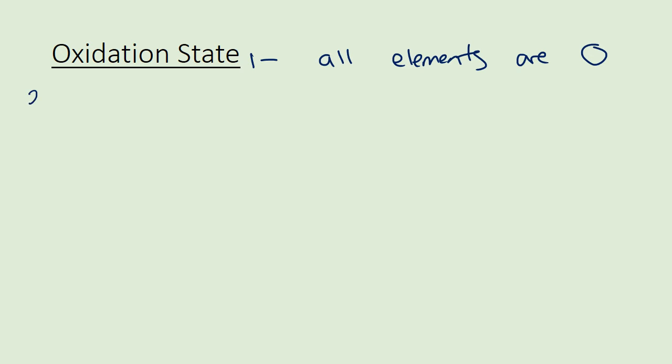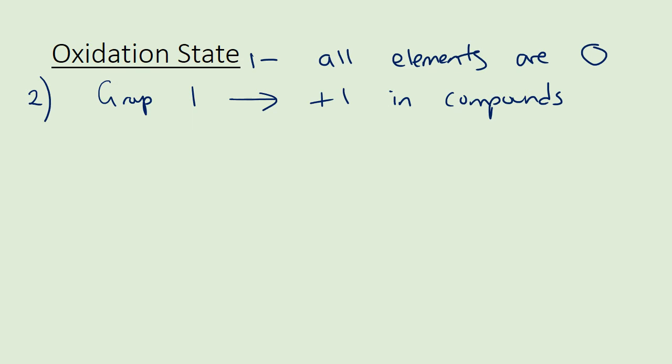Second rule is that group 1 will react to form +1. So group 1 will be +1 in compounds. So anything that's group 1 will be +1 in a compound. And likewise, group 2 will be +2 in compounds.